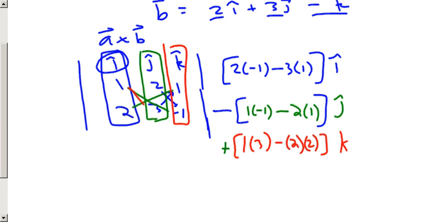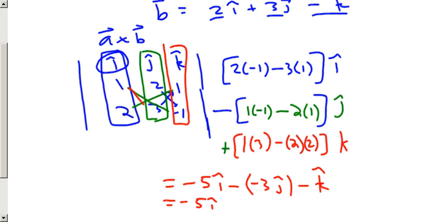And this is our vector that is the resultant cross product of A cross B. So it's a vector that is perpendicular to both A and B. And if we simplify it, we get negative 5i minus negative 3j minus k, which can be simplified further to minus 5i plus 3j minus k.